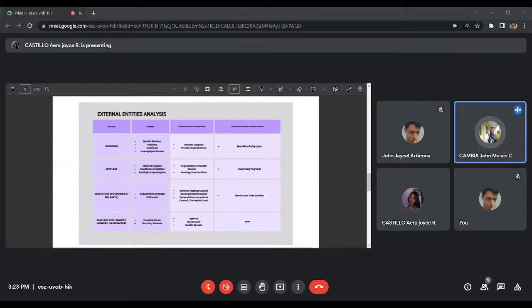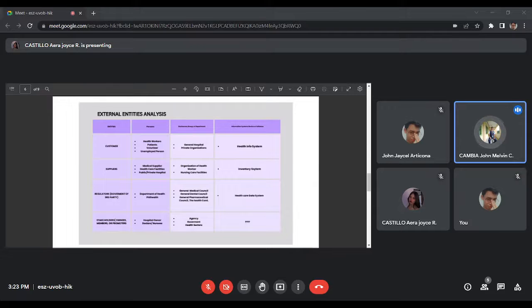Then their departments are the general hospitals and the private organizations. And their information systems device is the health info system. With this system, the health workers help to manage the status of the healthcare services and activities in their field.